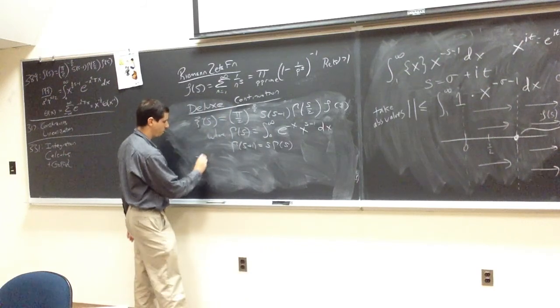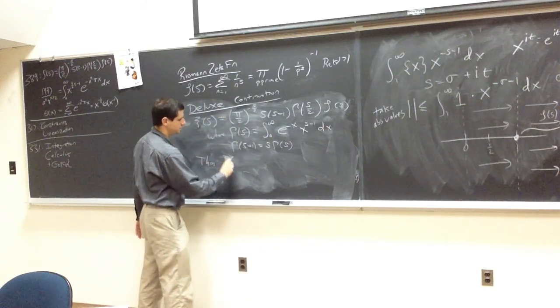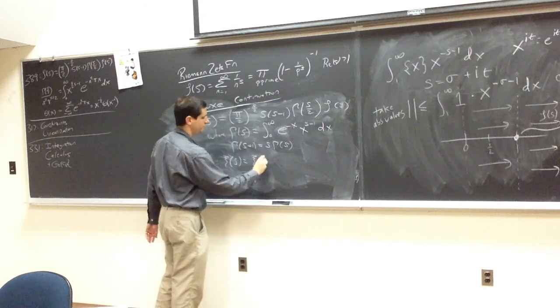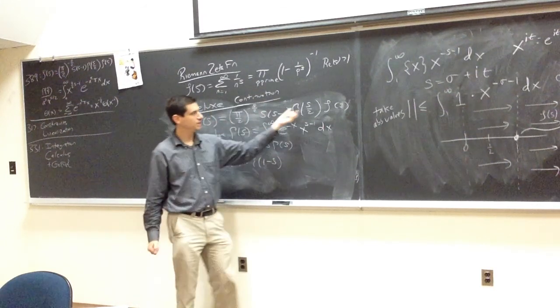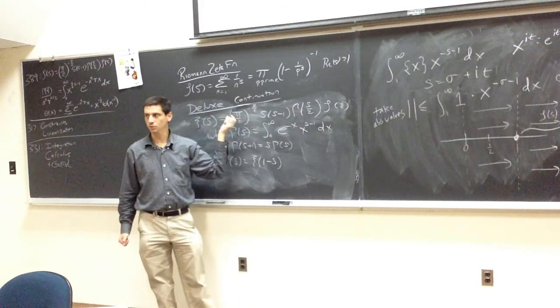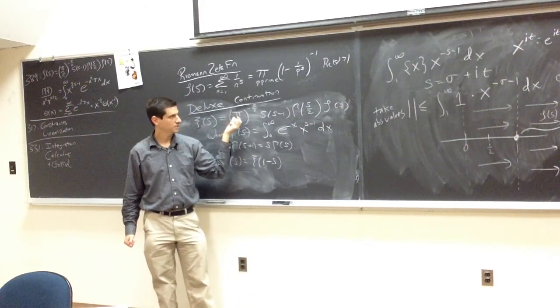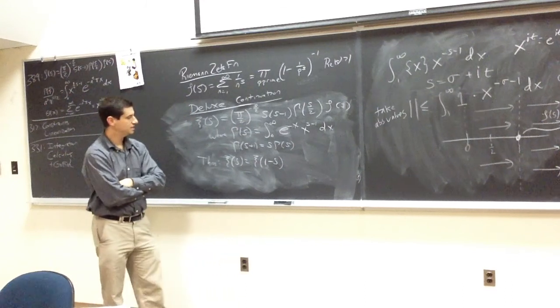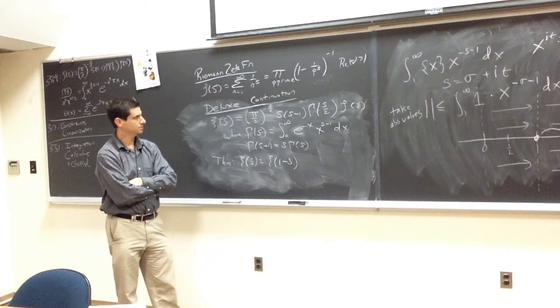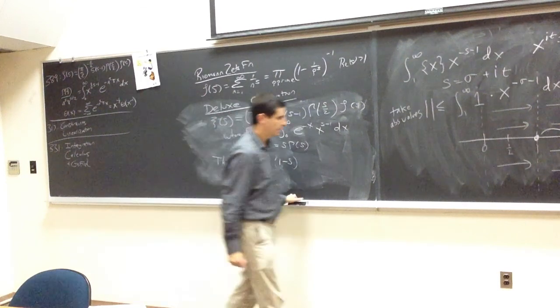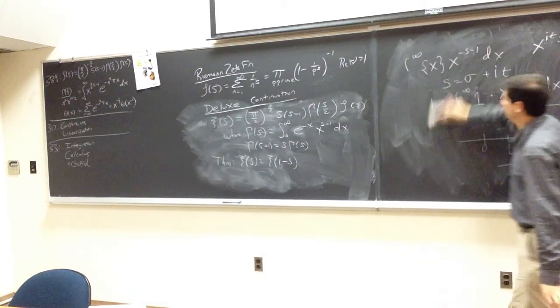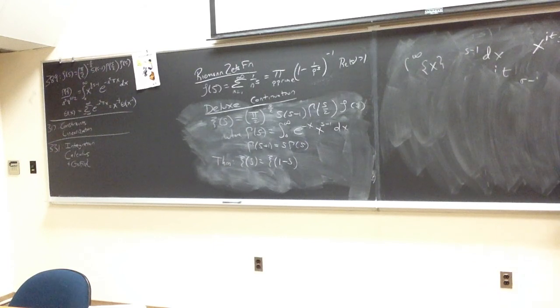And the theorem is that c of s is c of 1 minus s. So I can understand all of this stuff over here when the real part of s is greater than 1. And this is going to allow me to then understand things in other regimes. Okay, so now the question is, how do we go about proving something like this? So again, I don't want to go through all the algebra. I want to just try to go through the key ideas.